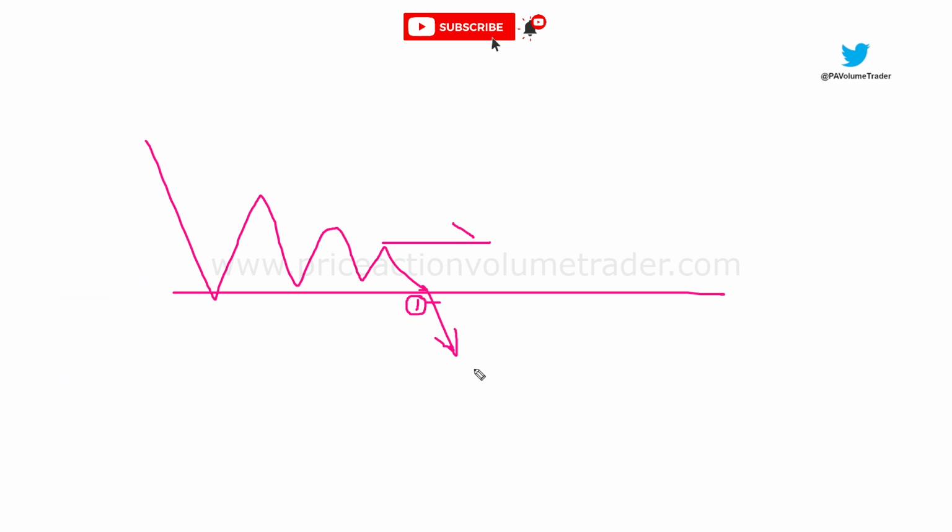Or if we do get the pullback, you can either get in on a pullback into a previous area of support, now resistance. If it's a fresh level, it's coming to get tested. You would put your stop again beyond, just behind the last swing high pre-structure break.